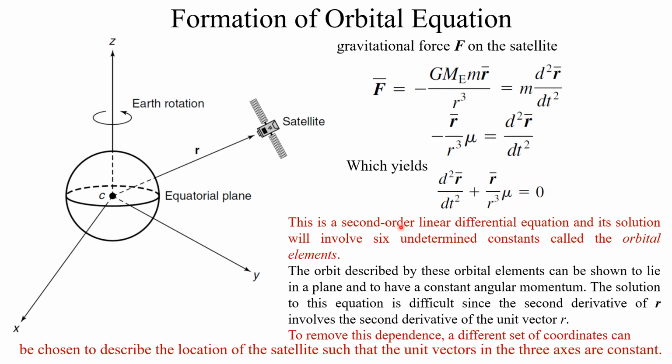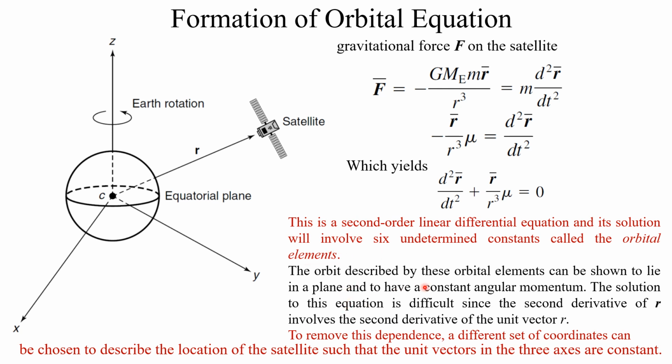So this is basically a second order linear differential equation, and its solution involves 6 undetermined constants, and those 6 undetermined constants are called the orbital elements. So basically these orbital elements determine the characteristics of the orbit of a particular satellite. That means if we want to specify the location of a satellite in the sky, we have to know the 6 orbital elements for that particular orbit of that particular satellite.